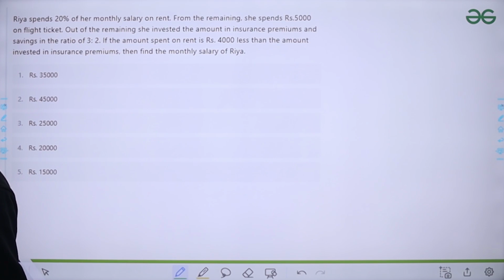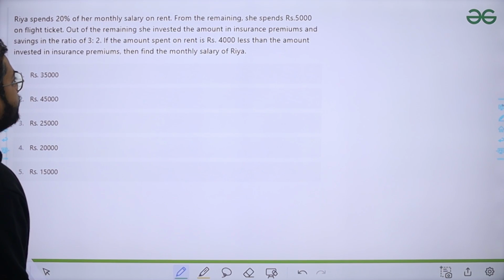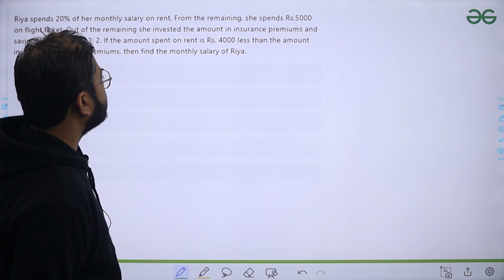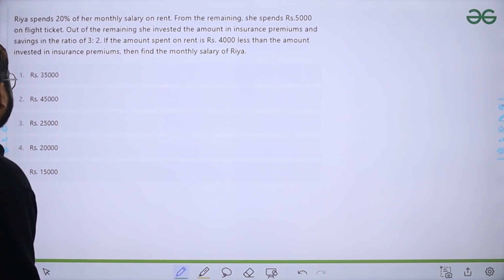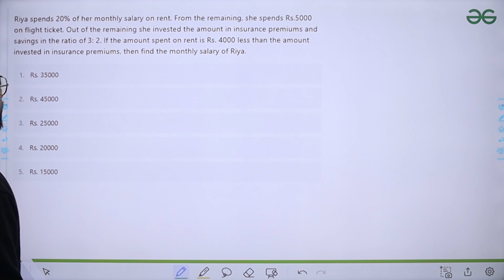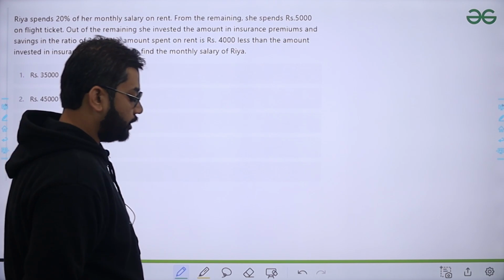Next, Ria spent 20% of her monthly salary on the rent, and from the remaining she spent 5,000 on the flight ticket. Out of the remaining, she invested the amount in the insurance premium and the saving in the ratio 3:2. The amount spent on the rent is equal to 4,000 less than the amount invested in the insurance premium. Then find the monthly salary of Ria.